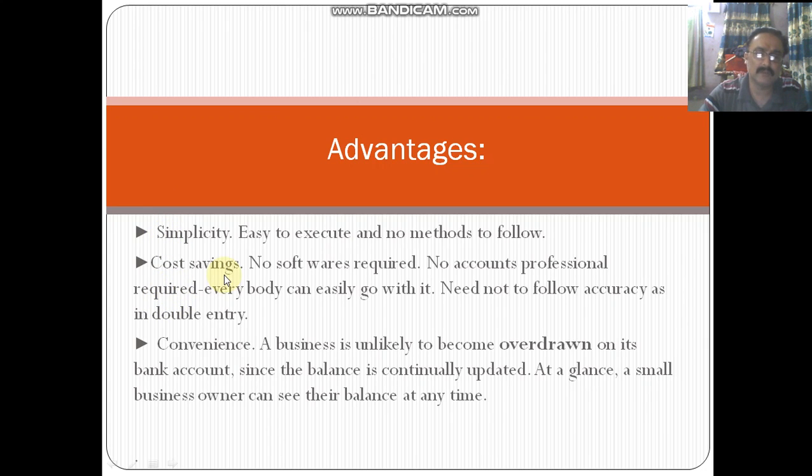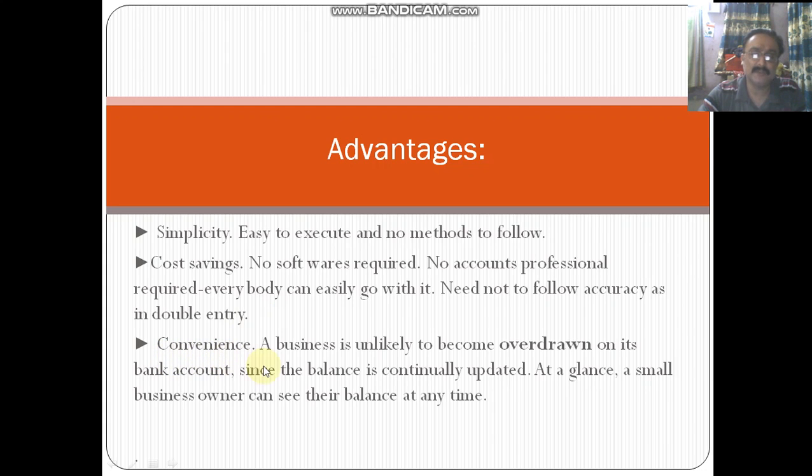The second one is cost saving. Guys, in the double entry accounting system, we need to buy software and provide all these requirements, and we need to hire accounting professionals like chartered accountants and auditors from firms to handle these. But in the single entry accounting system, there is no need to buy software and keep accounting professionals. Just a simple ordinary person can handle these calculations. So this is also called cost saving. Huge expenditures are saved.